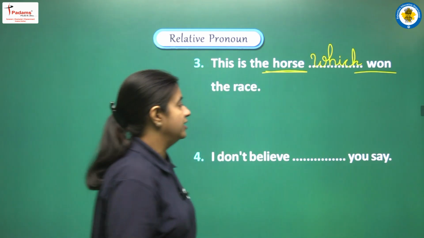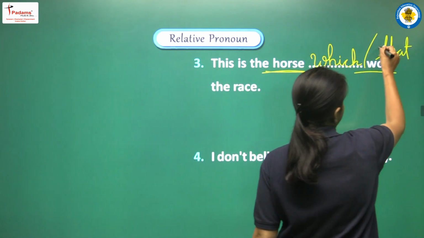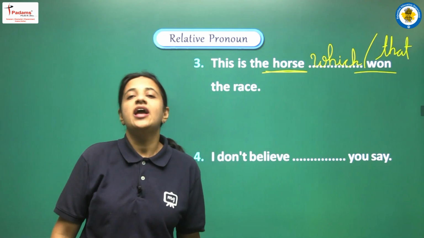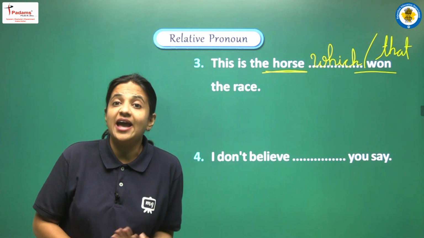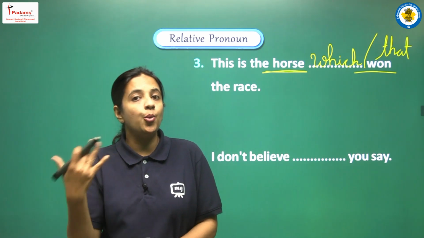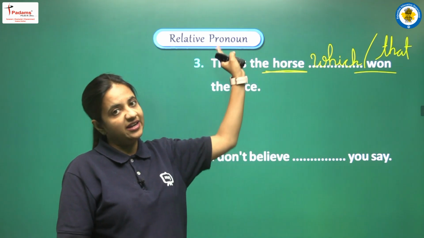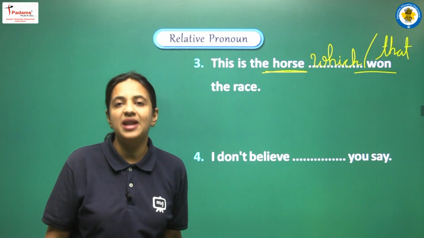And one more thing here, in this blank we can write that also. This is the thing that we have discussed in the previous video, and we have seen the uses of that. We have discussed that as a relative pronoun, it can replace who, whom and which. So yes, in this blank we can write that also, which is also correct. So in this manner we have to fill the blanks.